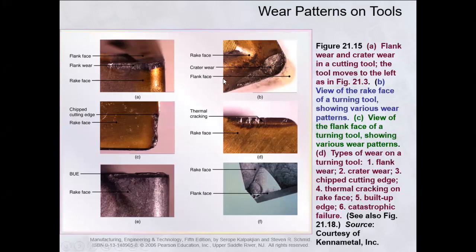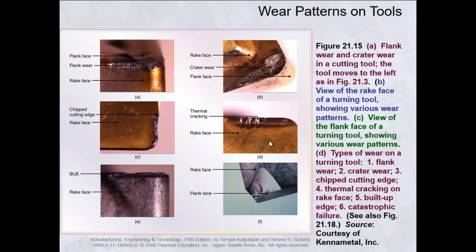And this is the flank face, which is slightly inclined above the machined surface. This is the chipped cutting edge, so you can see it at the rake face. Next, the view of the flank face of the turning tool.